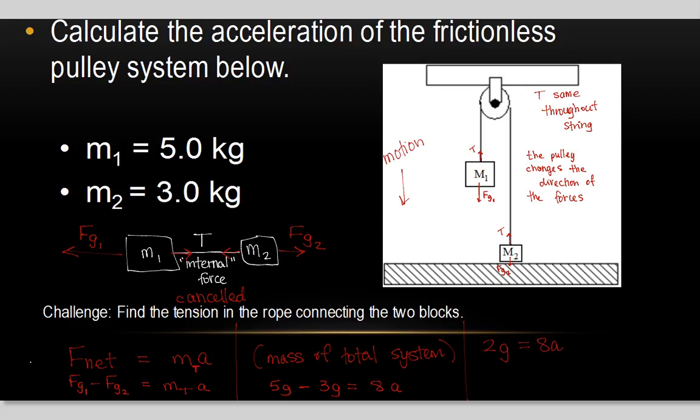And then to solve for A, all we have to do is divide out by 8. So the acceleration is going to be 1/4 g. It's 1/4 of 9.81 meters per second squared. So 9.81 divided by 4, I got 2.45.